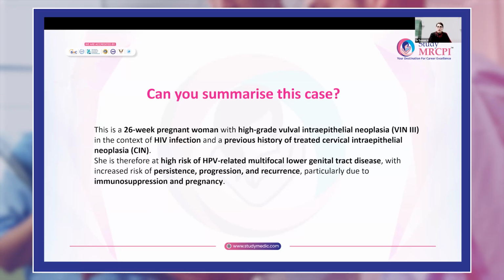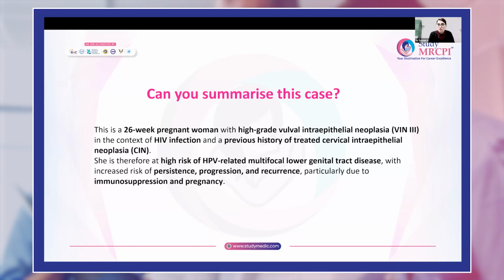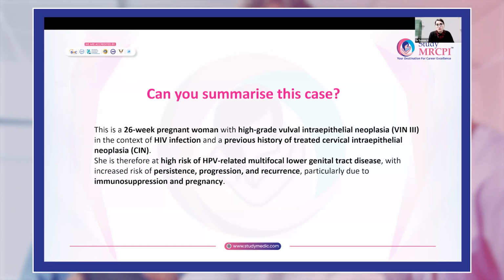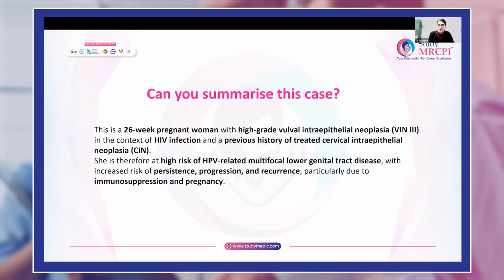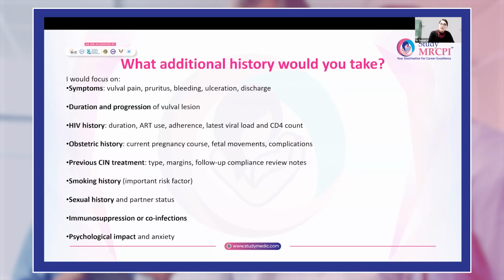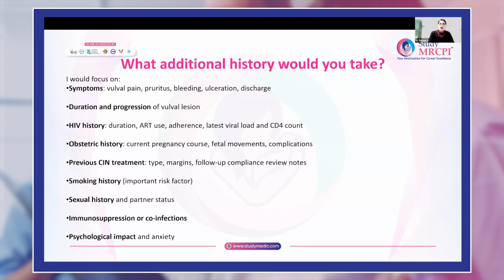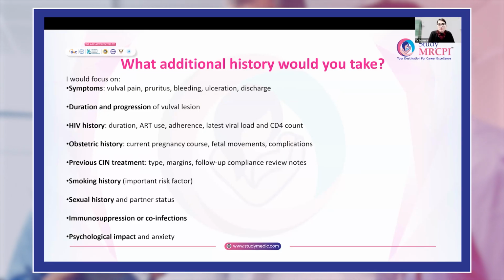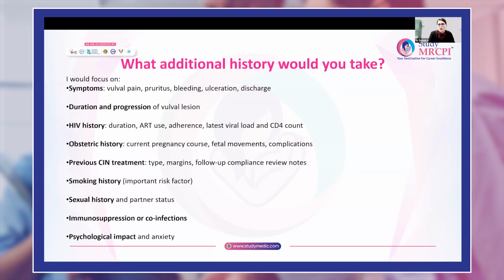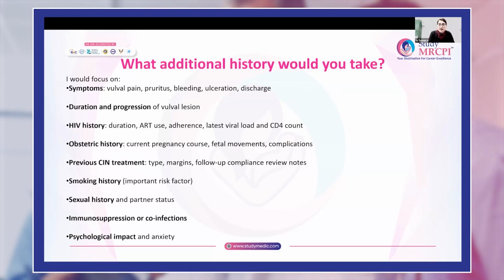So this is a high risk patient with multifocal lower genital tract disease, with increased risk of persistence, progression, and recurrence, particularly due to the immunosuppressive condition and pregnancy as well. In the additional information, we will inquire about her symptoms, duration, and progression. And then HIV history is very important. Which antiretroviral therapy is she using? What about compliance with the antiretroviral therapy? What about the recent viral loads?